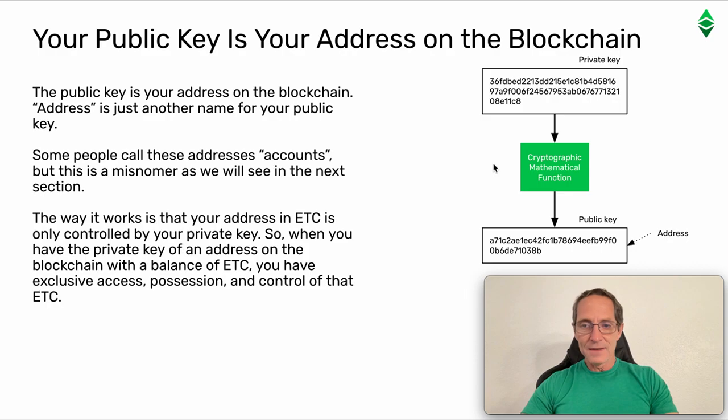So this is the same private key as before. It passes through a mathematical function. It generates a public key, and this public key is what we all call addresses. But some people call them public keys, so it's perfectly fine to call them public key or addresses. What is wrong is to call them an account. We're going to see why.